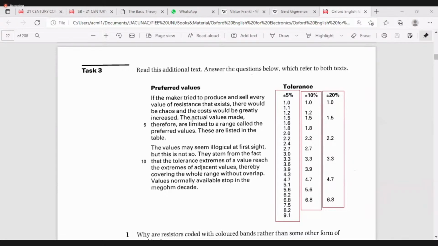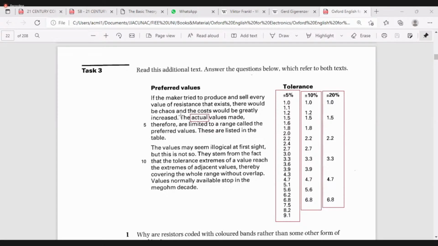The actual, what is actual? Any volunteer to tell me what does actual mean in English? Does actual mean at present or something else? Anybody? What does actual mean here? When they say the actual values may therefore are limited to a range called the preferred values. These are listed in the table.